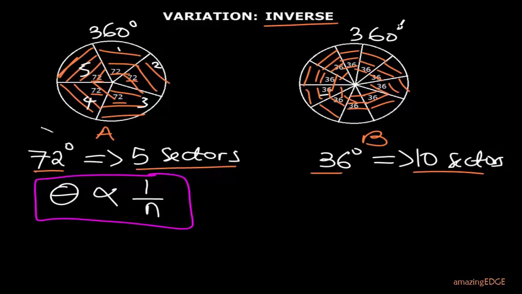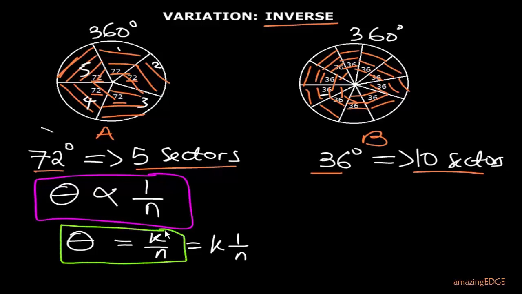So if you want to expand this formula, to remove the sign of proportionality or the sign of variation, you now say that theta equals k over n. That is the same thing as saying k times 1 over n, because there must be a constant, and the constant is k. So you have this kind of thing if you remove the sign of variation. So this is practically what inverse variation is all about.